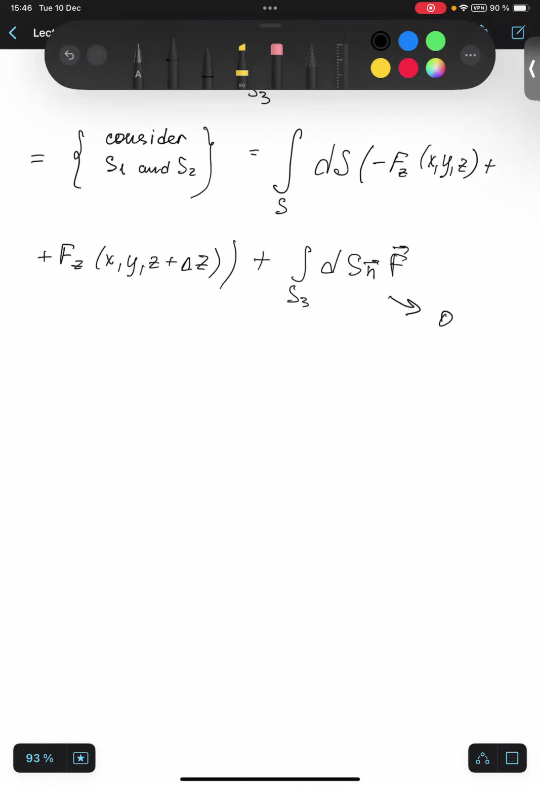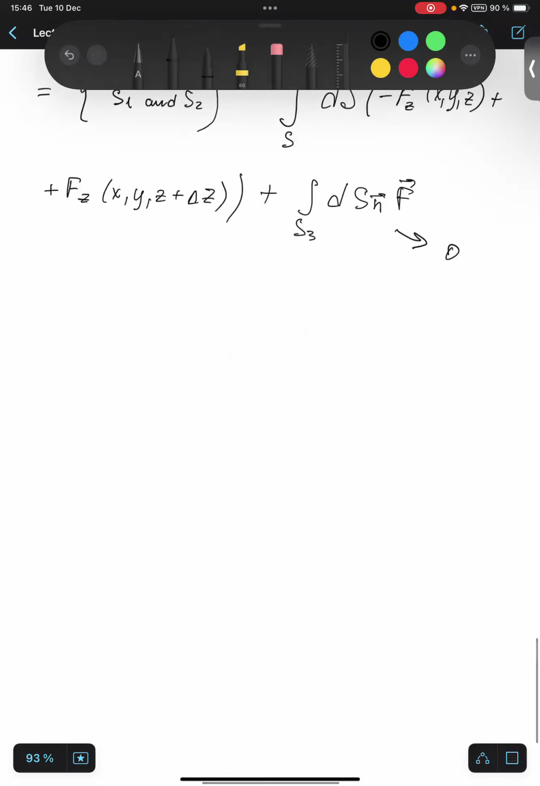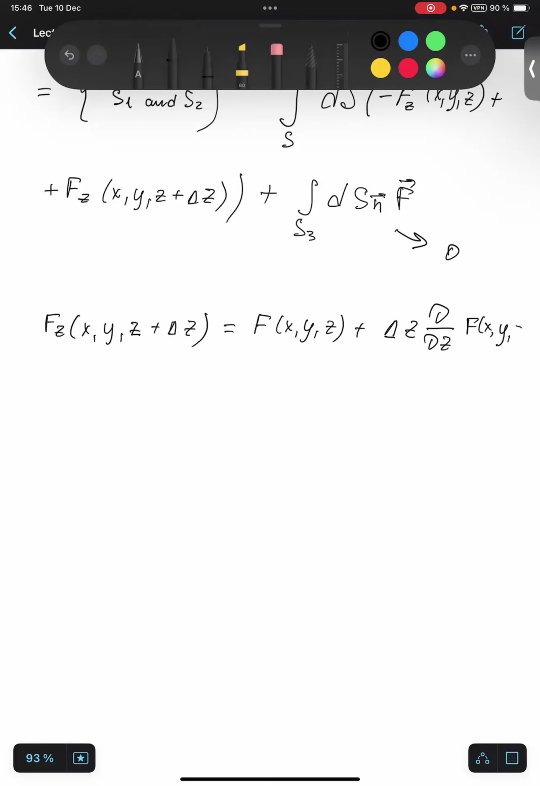So let's rewrite some parts. f z x y z plus delta z. What is that? We can rewrite it as f x y z plus some small parameter, say delta z, derivative over z. It's quite obvious.